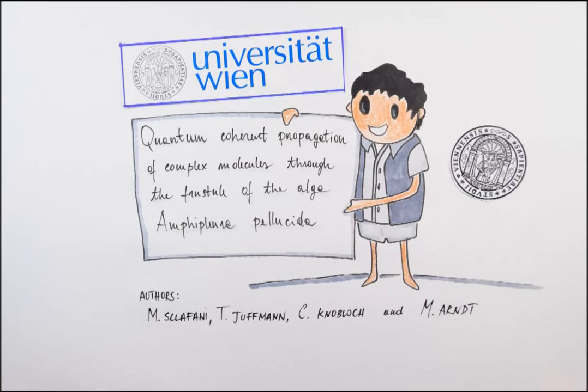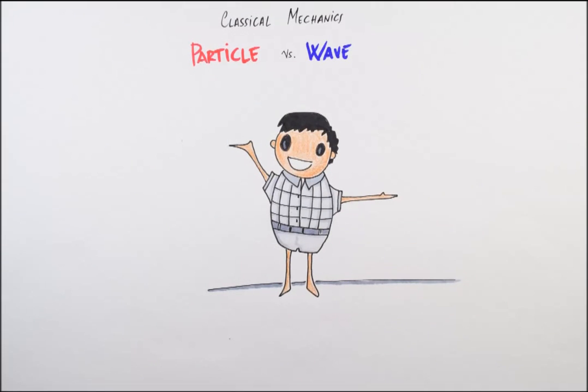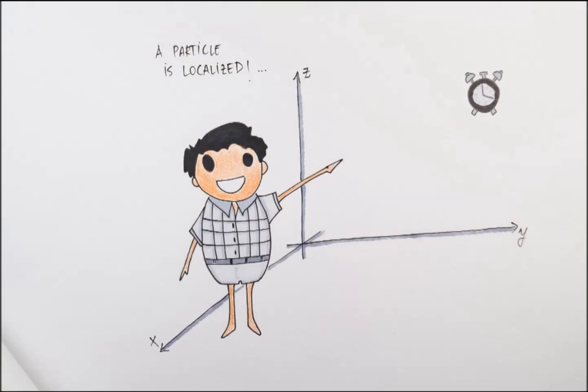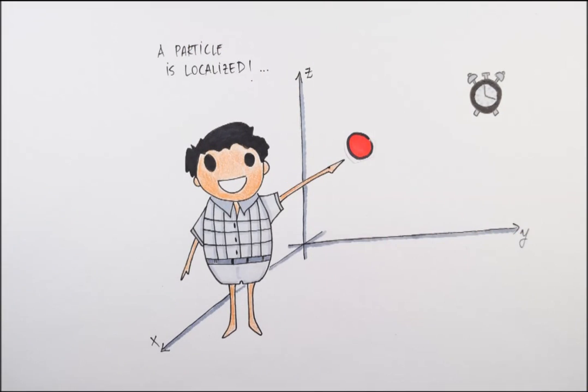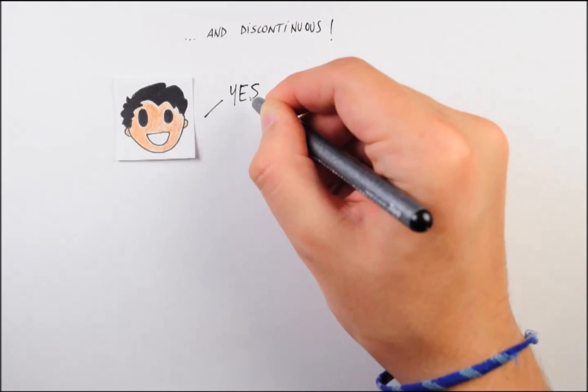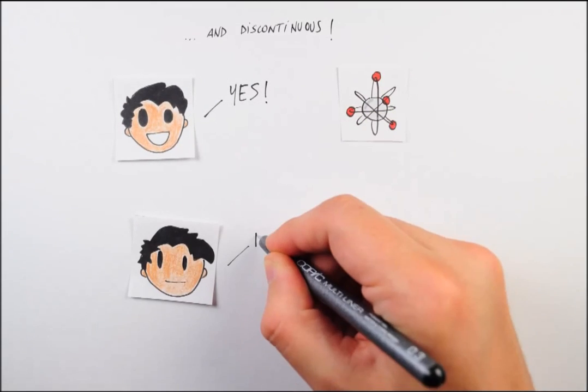While reading the title of this paper, you probably asked yourself, what does coherent propagation mean? Well, according to classical mechanics, an object can be considered as a particle or as a wave, two intrinsically conflicting quantities. A particle is something localized, something whose position in space-time can be determined absolutely. It's a discontinuous object. For example, you won't find anybody claiming to be able to cut an atom like a pizza.